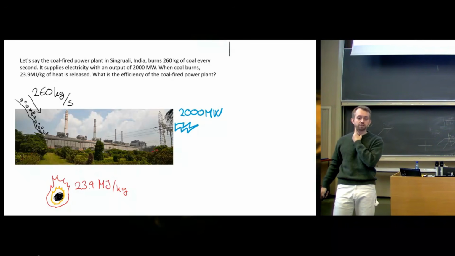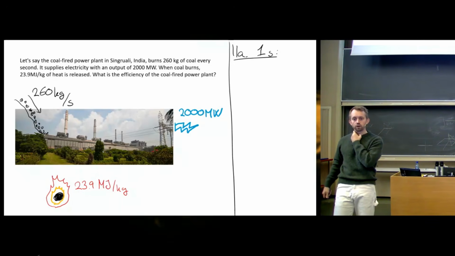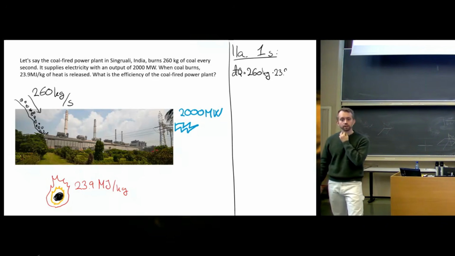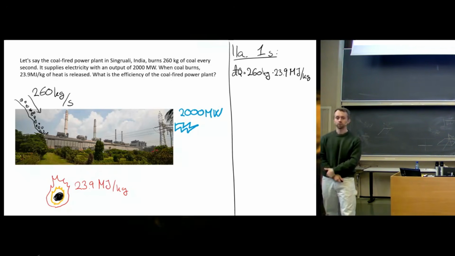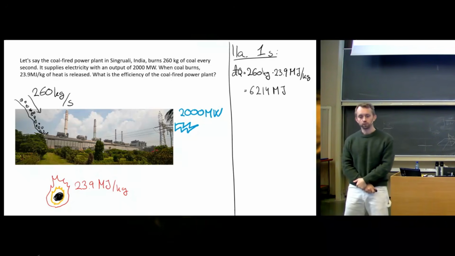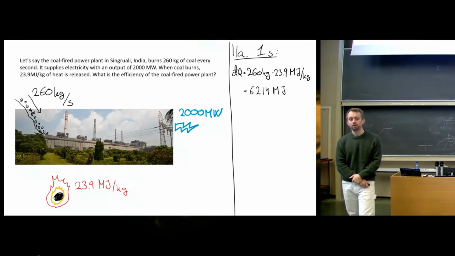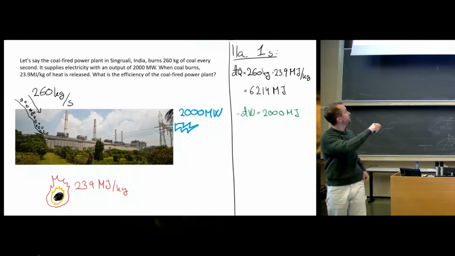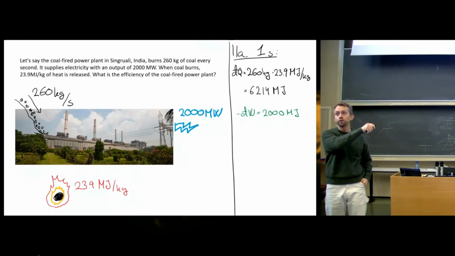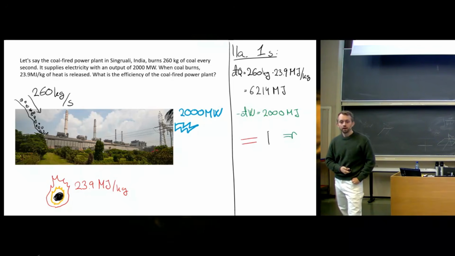And so to calculate the efficiency, during 1 second, the amount of heat that is released is those 260 kilograms times the latent heat of the coal. So 260 times 23.9 megajoules, which turns into 6,211 megajoules. The work that this engine is doing for me is 2,000 megajoules. Remember, it's negative because this number is what's coming out of the power plant.